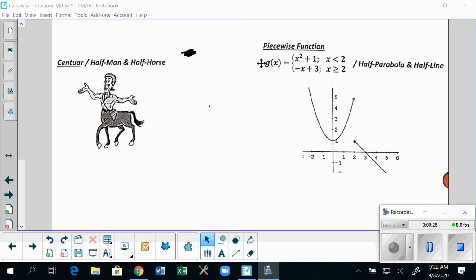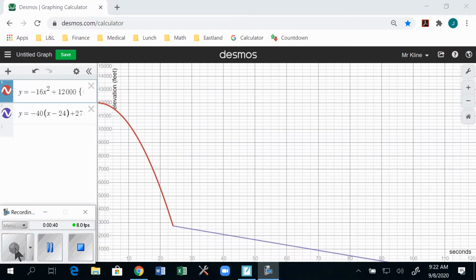of function. Here, this piecewise function g of x, roughly half of it is a parabola, and the other half of it is a line. And this is achievable through what's called a piecewise function. Now you may be wondering, Mr. Klein, what would this ever be used for in real life?